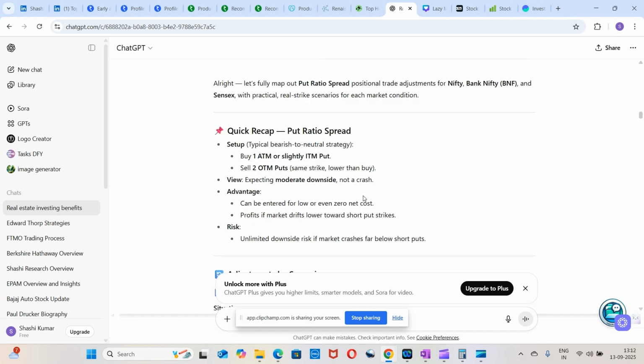Put ratio spread is typically a bearish to neutral strategy. It's a directional strategy. When your view is bearish to neutral, then you take this put ratio spread. You buy one ATM put and you sell two OTM puts of the same strike lower than the buy. So that's what a put ratio spread is. And your view is you're expecting moderate downside, not a crash.